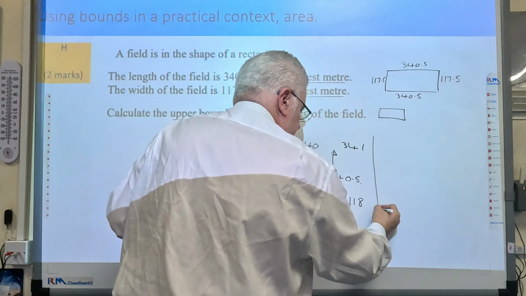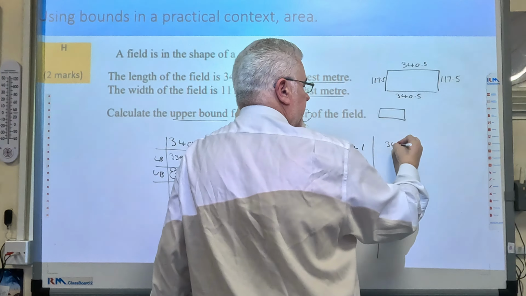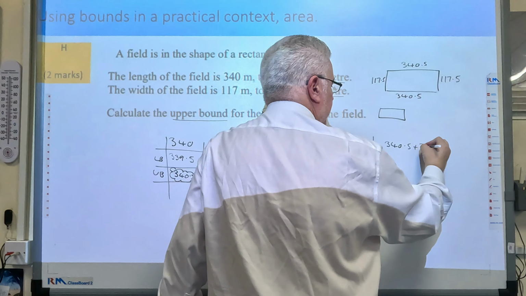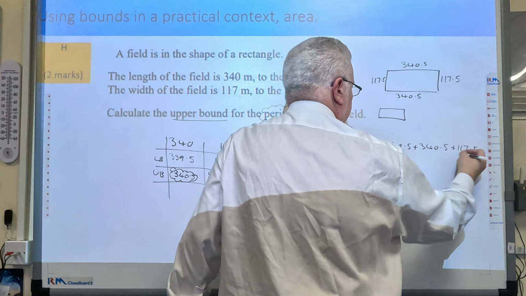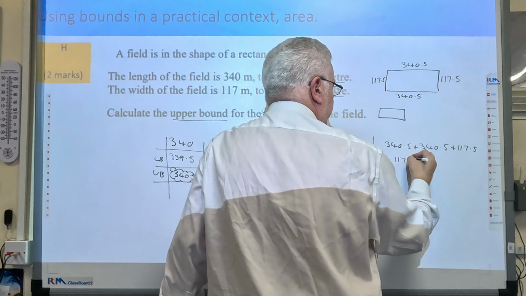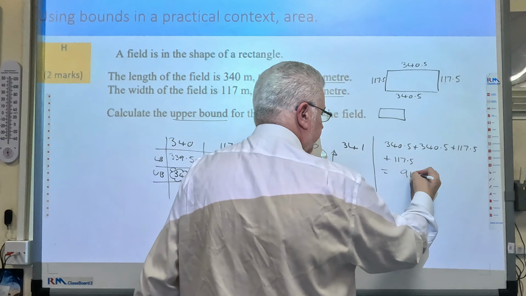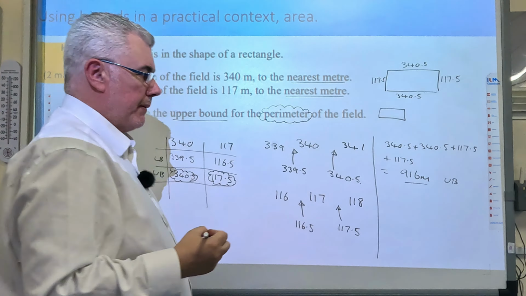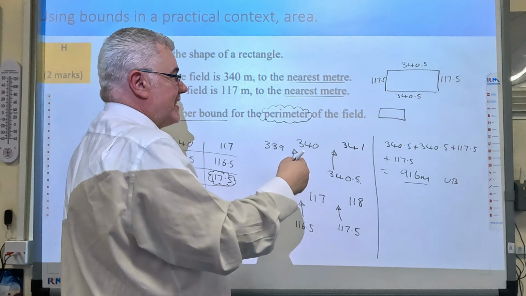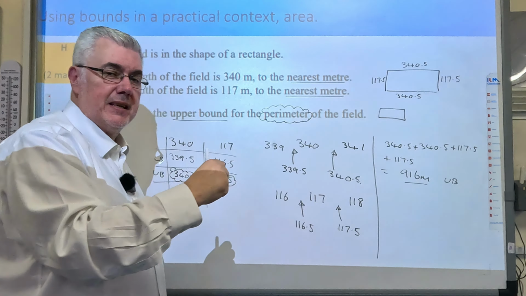So let's work this out. I'm going to do 340.5, add 340.5, add 117.5, add 117.5. Gives me a grand total of 916. That is my upper bound for perimeter. My distance, the greatest distance this could be before the rounding, is 916 metres.